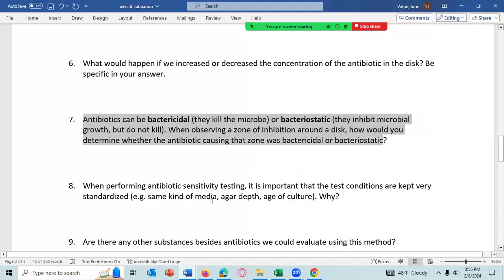When performing antibiotic sensitivity testing, it's important that the test conditions are kept very standardized. Like we always grow it on the same kind of media, Mueller-Hinton. We always have the same agar depth, 4 millimeters. We always use the same age of the culture. Cultures that have been growing less than a day. I don't remember how long exactly, but something like that. And then why?